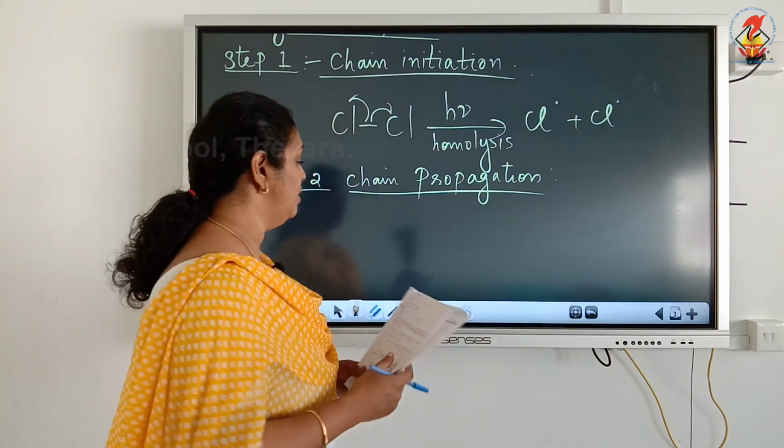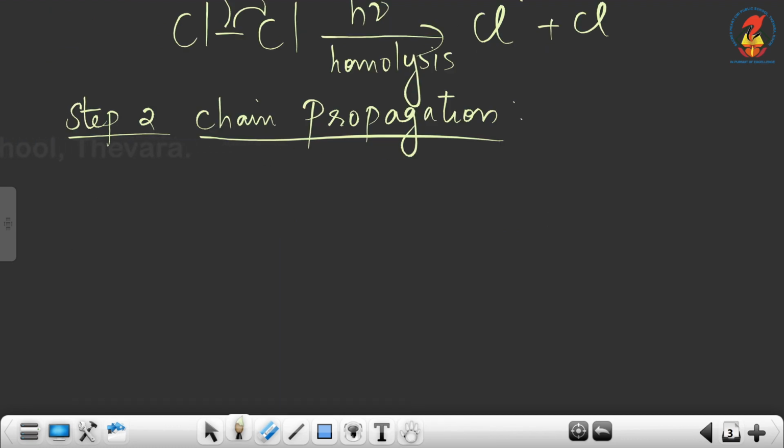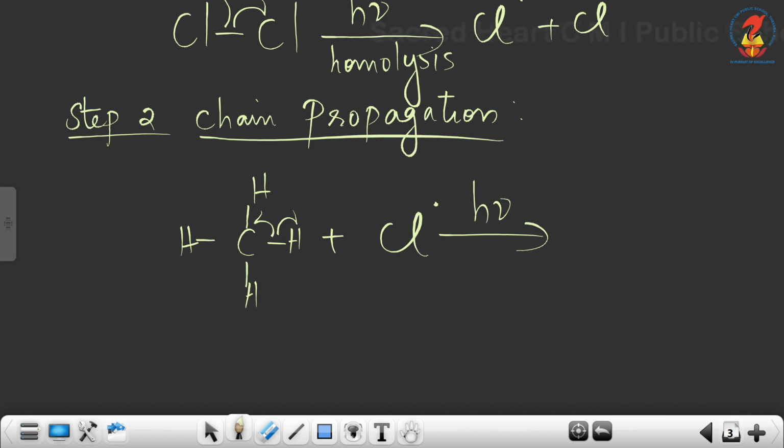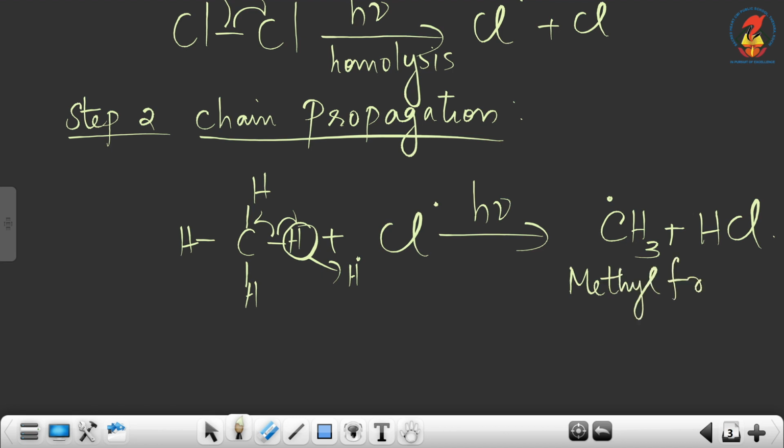Now, let us write the equation. We have methane CH4 plus chlorine free radical. In presence of the chlorine free radical, any one of the CH bonds will undergo homolytic cleavage. This takes place in the presence of light, and we get CH3 free radical plus one hydrogen free radical coming out. This comes out as H free radical. This combines with the chlorine free radical to form HCl. So CH3 free radical is called methyl free radical.